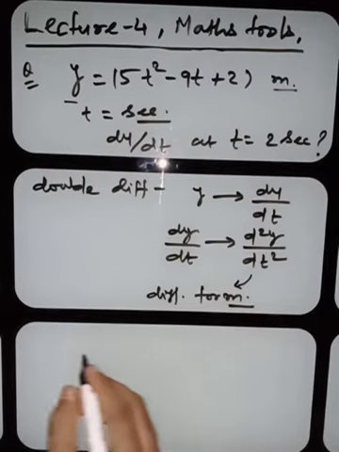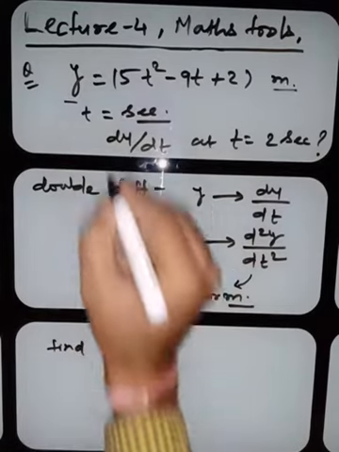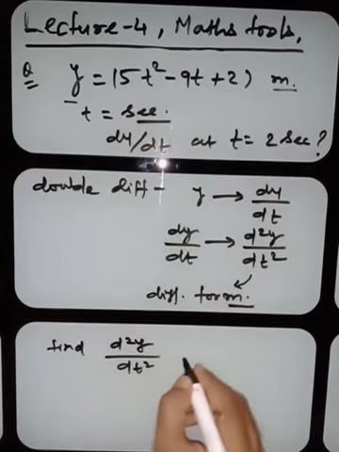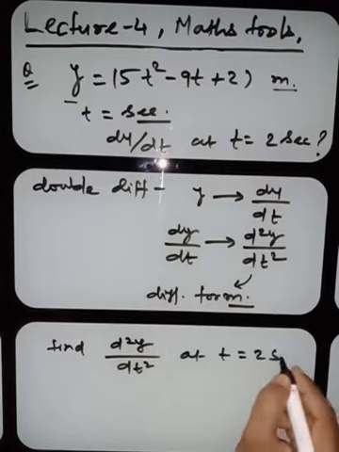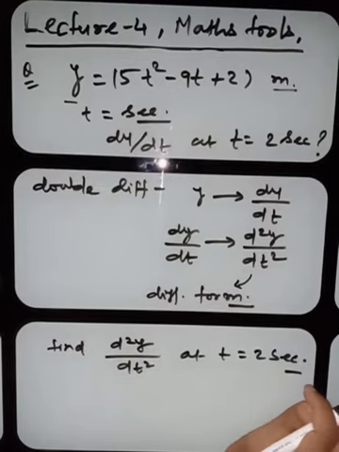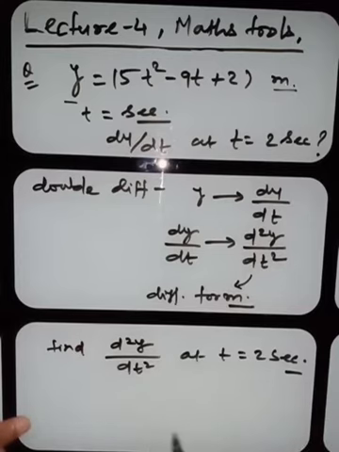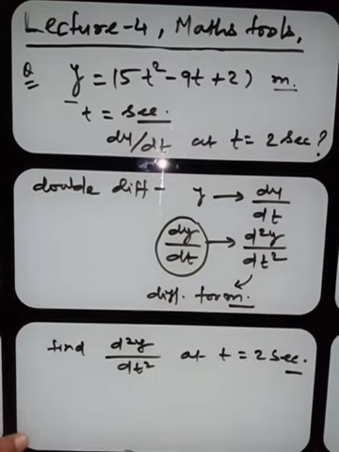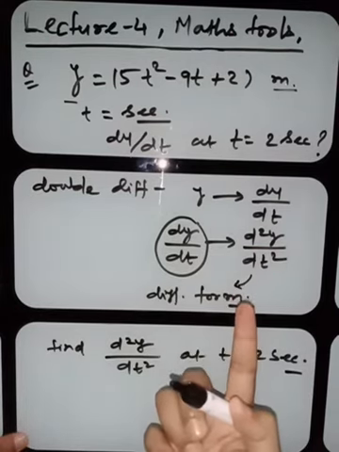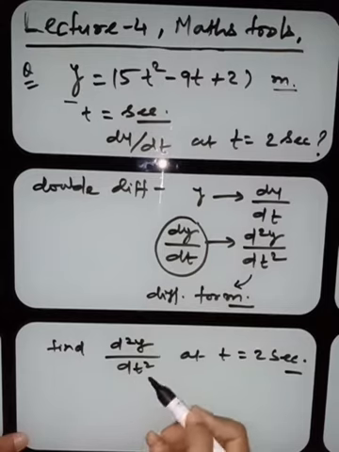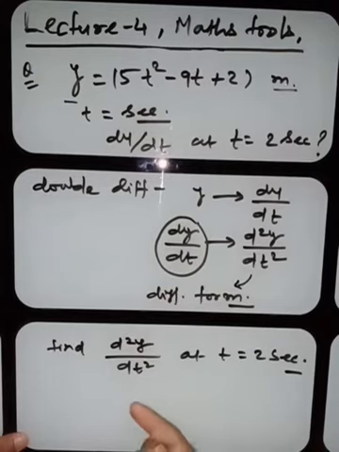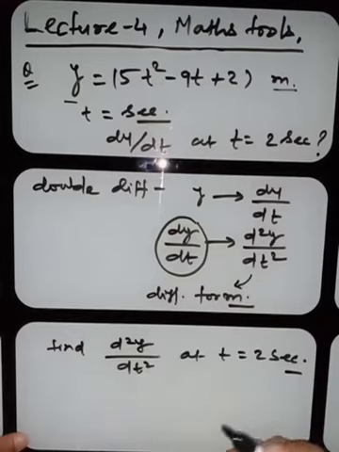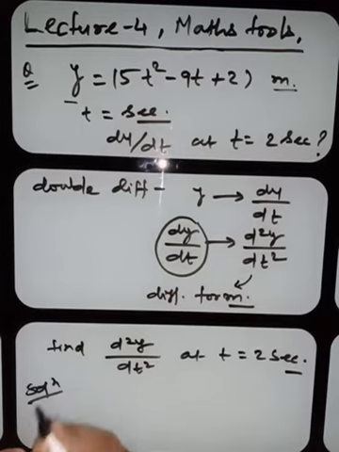But the question is asking, in the previous question, find d2y by dt square at t equals 2 seconds. My dear students, could you find the value? Yes sir, why not? We can find it out. Actually, we have the value of dy by dt. Earlier we have solved it. So by differentiating that again, we can have the value of d2y by dt square. And once we get d2y by dt square in terms of t, then we'll put the value of t. Now the solution, try to understand.